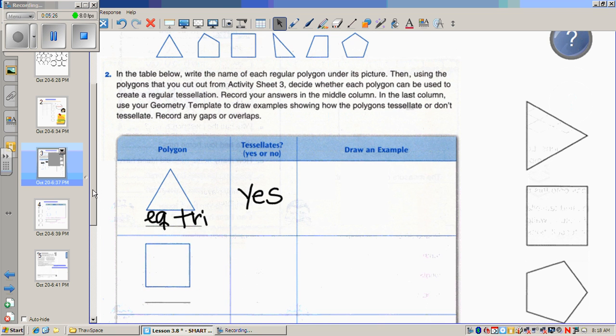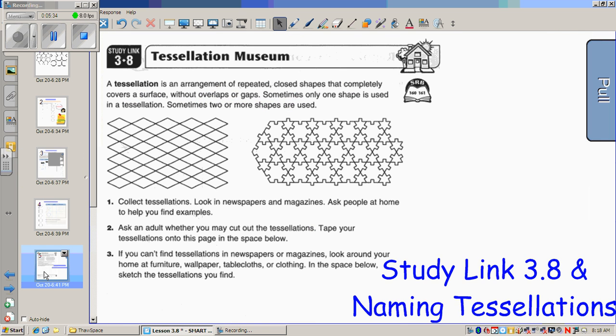And moving on, if you have your shapes, it's going to be nice because you're going to be able to actually see them and put them together to see if they do tessellate. So on to our last, and this is the one thing I do want you to look for at home or in a magazine. It says a tessellation is an arrangement of repeated closed shapes that completely covers the surface without overlaps or gaps. Sometimes only one shape is used in a tessellation. Sometimes two or more shapes are used. So in this tessellation, one shape is used. But if you look over here, we have two different shapes being used. And that can happen.